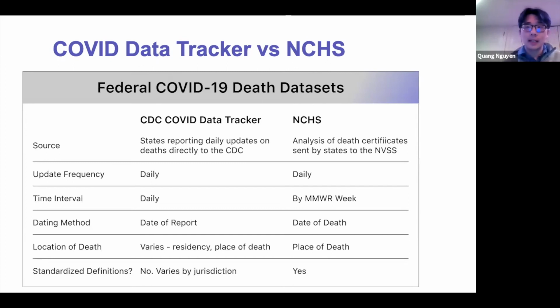The CDC COVID data tracker is usually more up-to-date, more timely, and more closely aligned with what states would put up on their state dashboards, whereas the NCHS is slower, a little bit less timely, but ultimately the data's definitions are standardized across state lines because the data is aggregated at the most basic unit, which is the death certificate. So next slide, please.